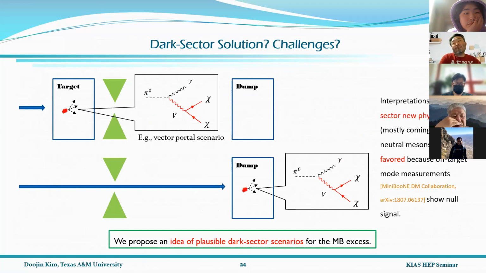We haven't tried to construct the model in a consistent way. We just simply employ the existing models. But maybe if this vector is a gauge boson, then we can get the mass from spontaneous symmetry breaking or another mechanism like the Stueckelberg mechanism.